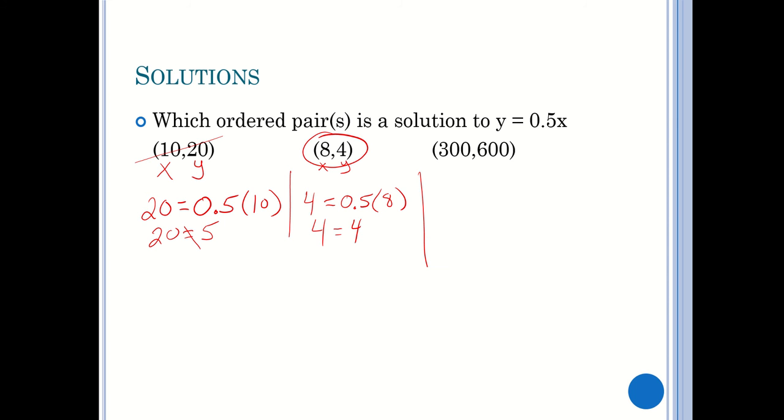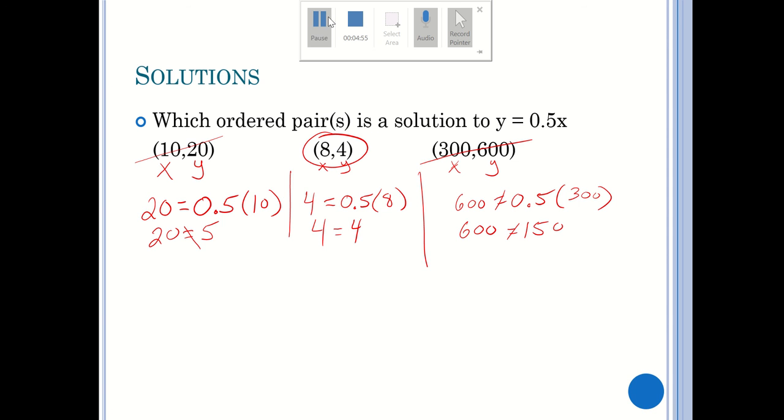How about 300, 600? Again, 300 goes in for x, 600 goes in for y. So 600 equals 0.5, and instead of x, we plug in 300. Half of 300 is 150. So these are not equal to each other, so this is not a solution. The only solution out of those three was the ordered pair 8, 4.